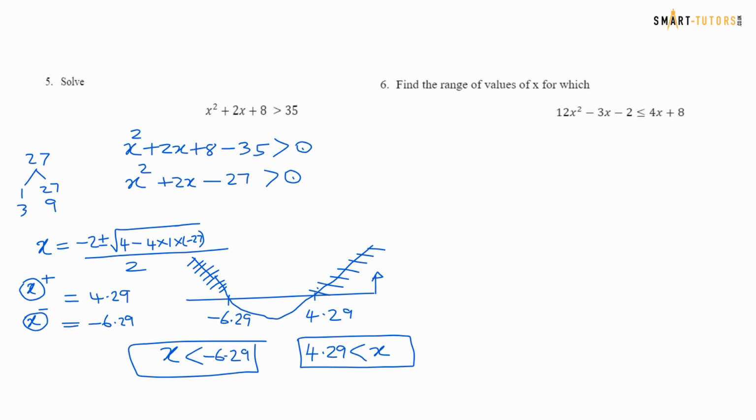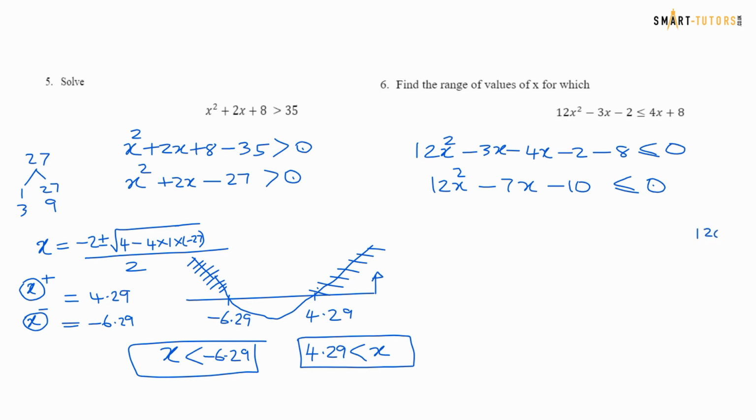Question number 6 here. Find the range of the values of x which satisfy this one. So 12x squared, bring everything to one side: 12x squared minus 3x minus 4x minus 2 minus 8 less than or equal to 0. So 12x squared minus 7x minus 10 less than or equal to 0. I have no idea what the factors are, but I can use the quadratic formula, but I would like to do the normal method first to find out the factors. If there are no factors, I will go for the quadratic formula.